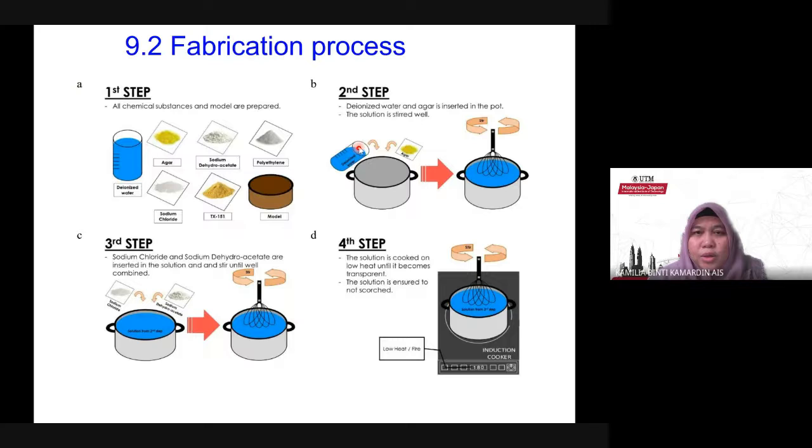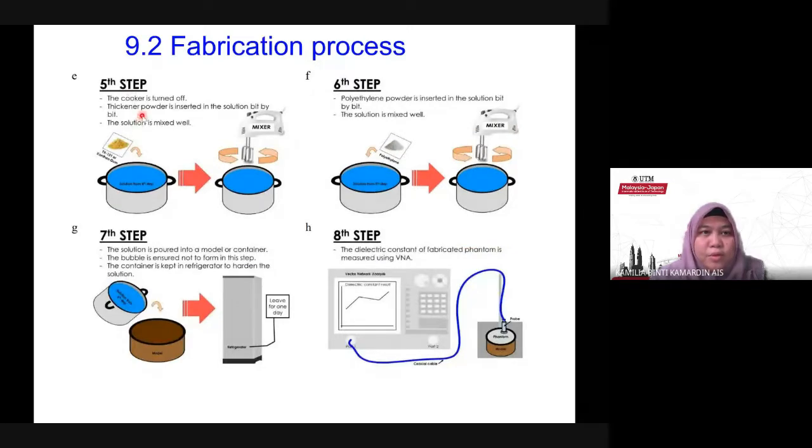Okay, so the next step is to combine the deionized water and agar, put them inside a pot and stir it well. And the third step is to insert the sodium chloride and sodium dehydroacetate in the previous solution and stir it until well combined. And the next step is to cook the solution with a low heat until it becomes transparent, and the solution has to be ensured not to be scorched. Okay, so we have to use a very low heat of fire.